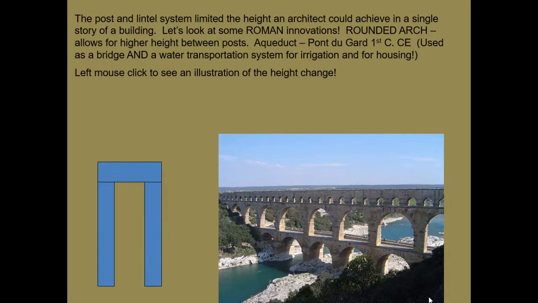If you look, though, at two posts supporting a horizontal element, if that horizontal element were replaced with a perfect half circle, we actually can achieve higher height within the same distance between two vertical posts. By making that semicircle even taller, we can expand the distance in between the two posts, which is a much more efficient way of building a bridge. If we can build both wider apart in between our posts, then we don't need as many supports as you see here in this river for this aqueduct to span that.